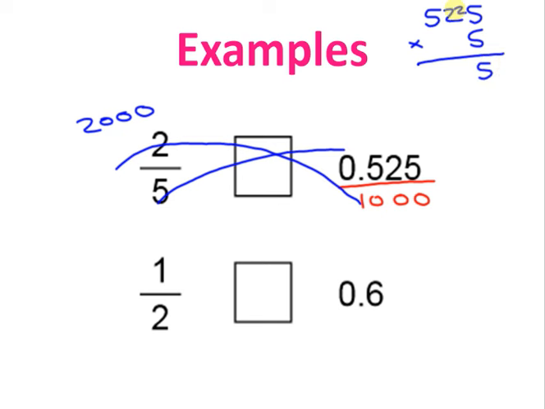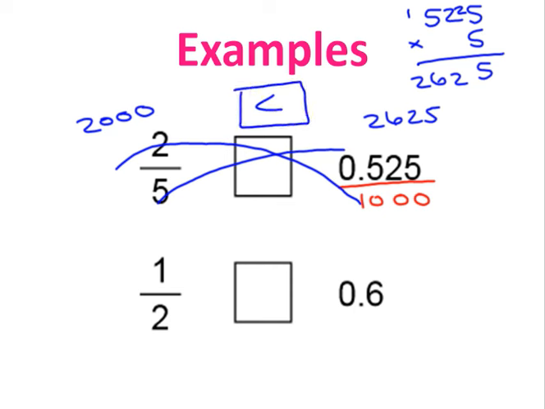So 5 times 5 is 25, 2 times 5 is 10, plus 2 is 12, 5 times 5 is 25, plus 1 is 26. So this would equal 2,625. So this is going to be less than.